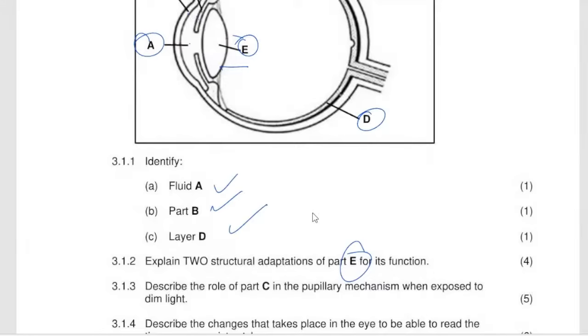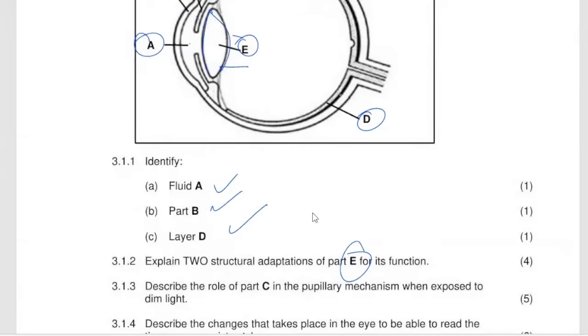It's basically the lens, which changes shape. It's elastic. It changes shape for accommodation, to be able to focus near and far objects. Yes, so it is elastic, so that it is able to change its shape during the focusing of the near and the far object.